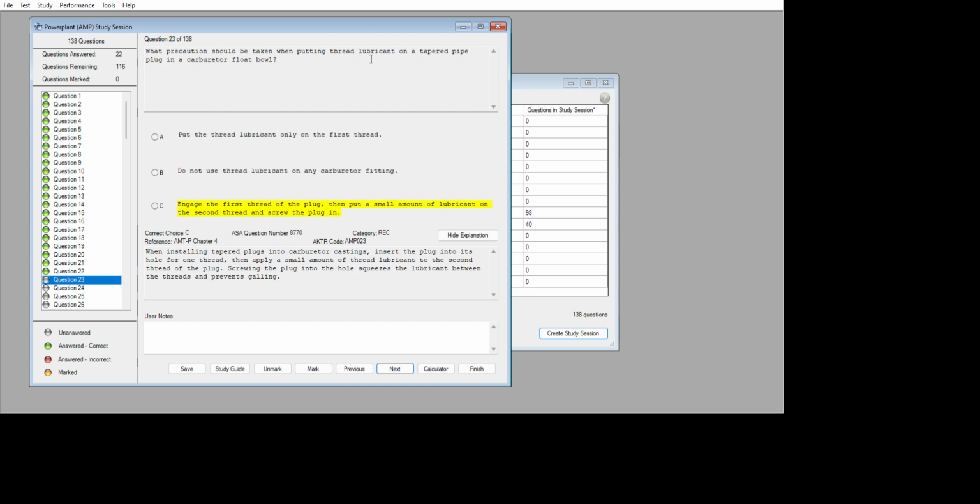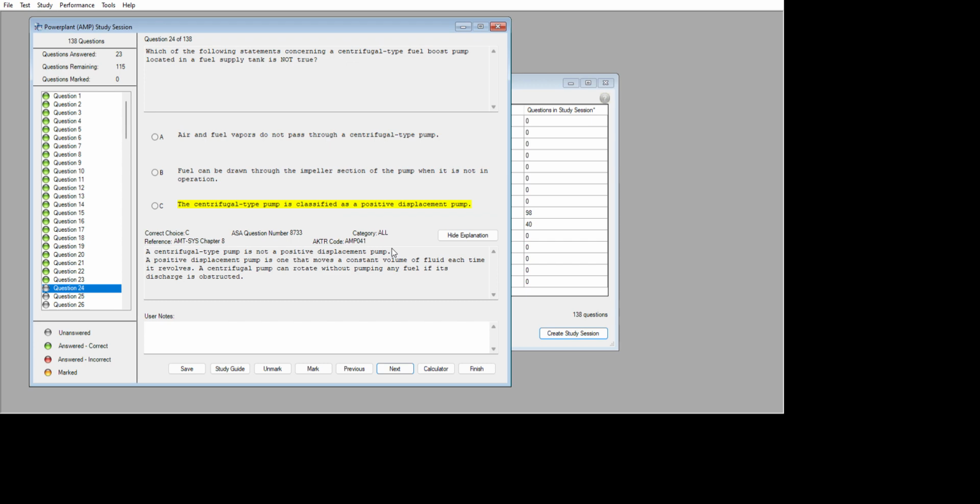What precautions should be taken when putting thread lubricant on a tapered pipe plug in a carburetor float bowl? Engage the first thread of the plug, then put a small amount of lubricant on the second thread and screw the plug in.